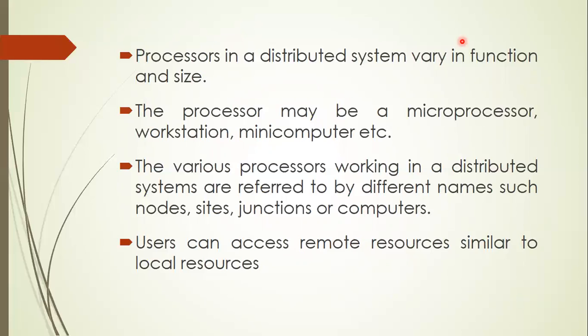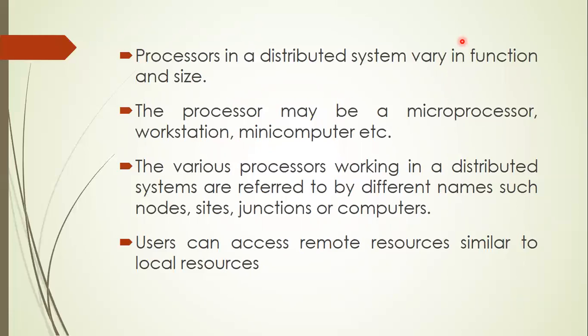The different processors which are connected to one another for sharing of work, we call by different names. The different computers or processors in a distributed system, we call a node. We can also call it a site, junction, or computer. So these are the synonyms for the different processors used in a distributed system.